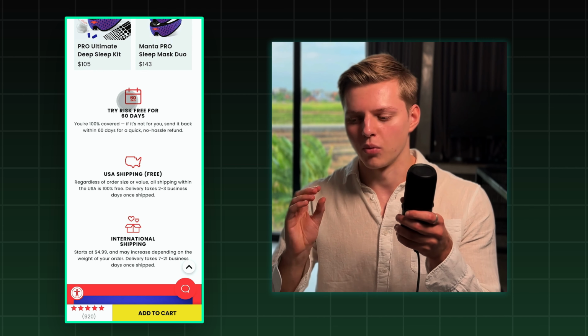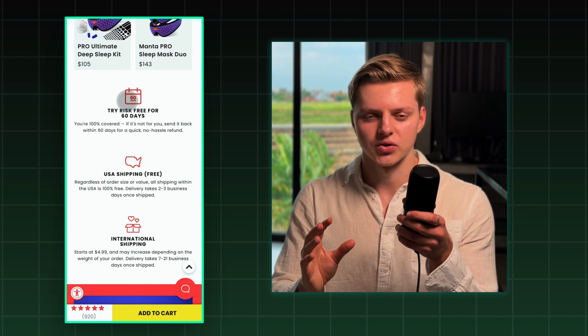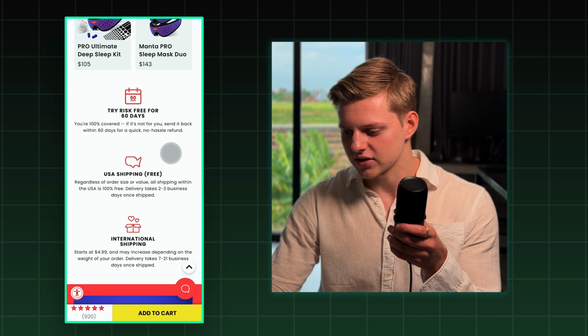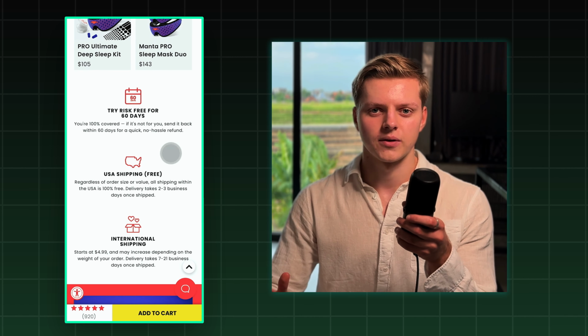And here they give even more details about the guarantee, so it can't be misinterpreted or misunderstood. It's clear as day. They write, you're 100% covered. If it's not for you, you send it back within 60 days for a quick, no hassle refund. That is perfect. They perfectly communicate to the customer that they're 100% covered and that if they don't like the product within 60 days, they can get a hassle-free refund, which makes it super clear how the guarantee works and that they actually get their money back, not some replacement product or a coupon in the shop.